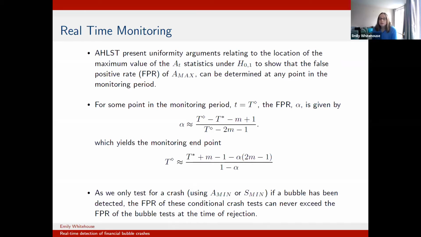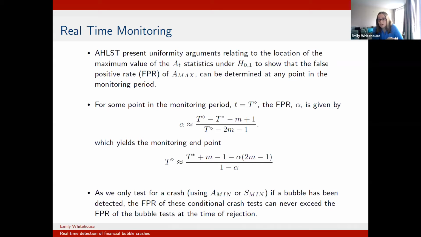Or if you were really concerned about only monitoring whilst maintaining a certain level of the false positive rate, maybe you want to restrict it to 10% or 20% or something, we could rearrange that equation. You could pick a value for the false positive rate alpha, and we could tell you how far into the future you should monitor. That handles the bubble detection.